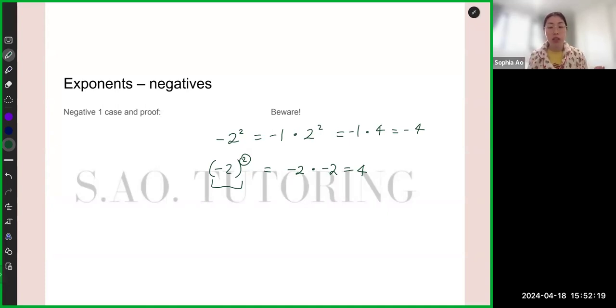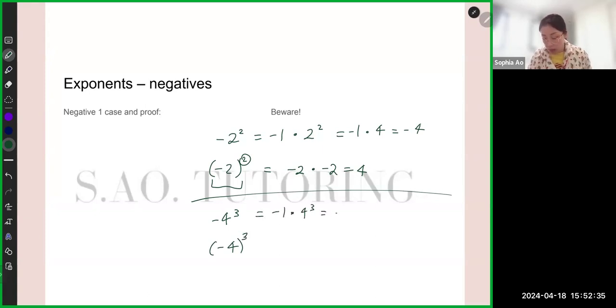Now, there are some cases, granted, where you'll get the same answer regardless of where the brackets are. For example, I'll give one for you now. -4 to the power of 3 versus -4 in brackets to the power of 3 over here. Top one is -1 times 4 to the power of 3, which is -1 times 4 times 4 times 4. Now, 16 times 4, I believe that's 64. So you should get -64 over there.